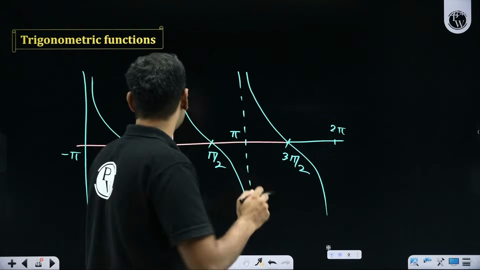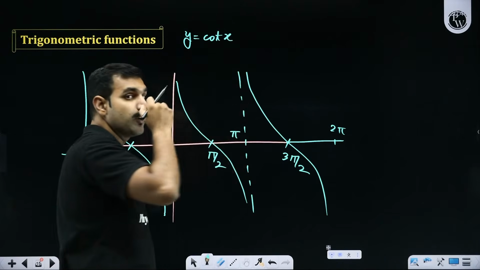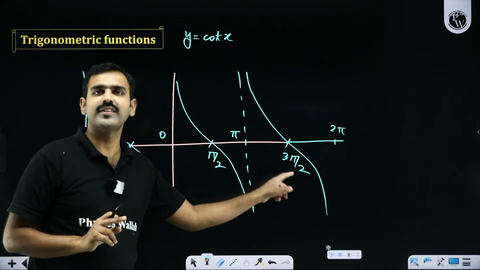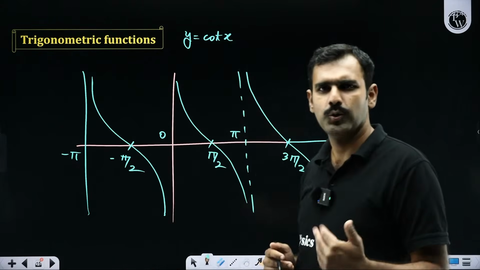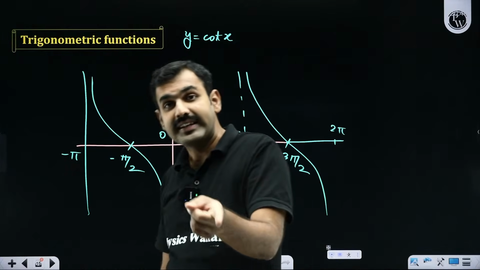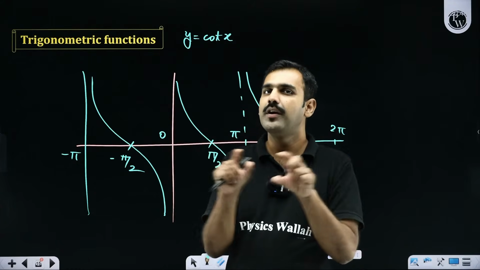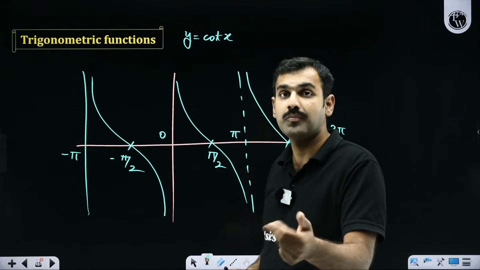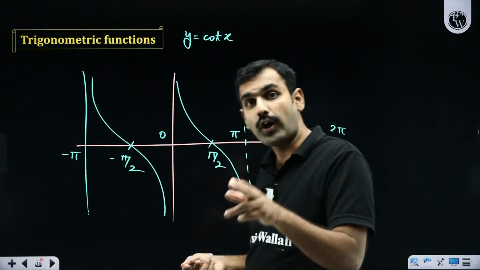Because what is cot now? If you notice, cot is actually cos upon sine. So wherever cos is 0, cot will be 0. Cos is 0 at odd multiples of pi by 2. So pi by 2, 3 pi by 2, 5 pi by 2, those are the points where cot is 0. And wherever sin x is 0, cot will be not defined because cot is cos upon sine. So whenever the denominator is 0, cot becomes not defined. Sin x is 0 at 0, pi, 2 pi, 3 pi, multiples of pi. So 0, pi, 2 pi, 3 pi, minus 2 pi. There, cot x will be not defined.